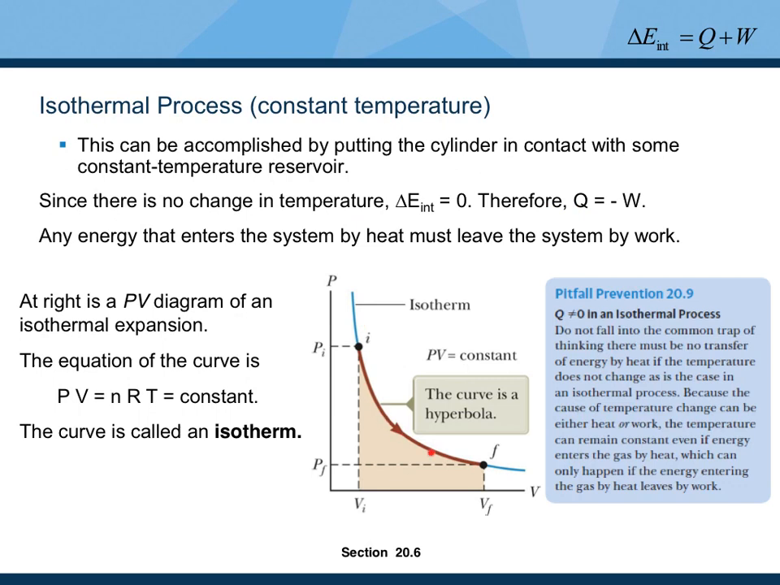This PV diagram shows an isothermal expansion. The equation of the curve is PV equal to nRT. Because T is a constant, PV is a constant. This curve is called an isotherm.